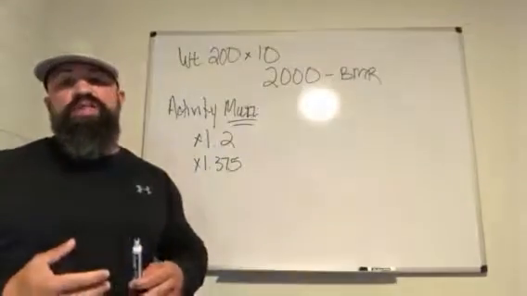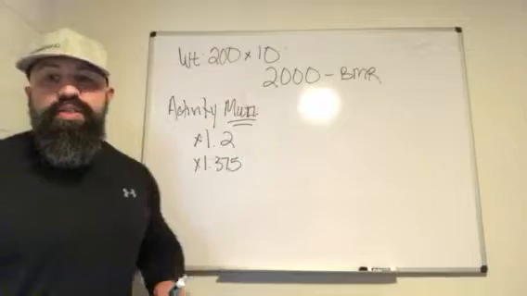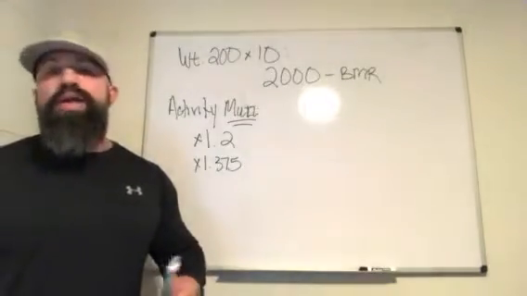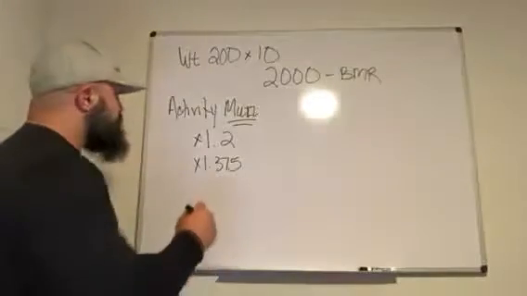All right? For moderate exercise, 3 to 5 days in the gym, lifting, 70% of your max heart rate. This is where most of us are. We lift 3 to 5 days a week for about an hour. That's 1.55.